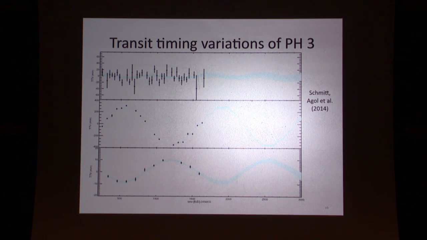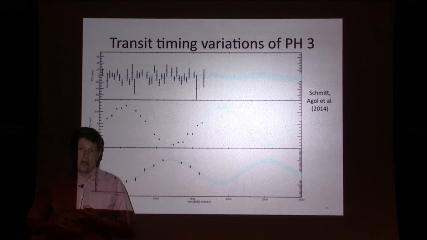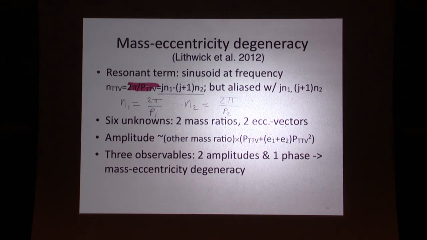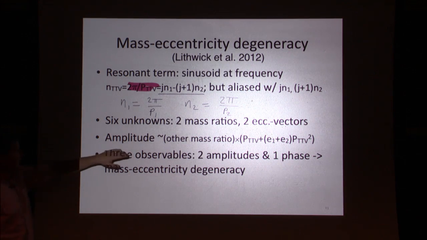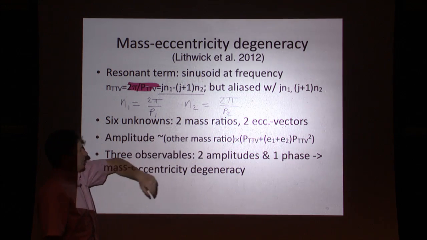But you're trying to constrain 6 quantities. You're trying to constrain the mass ratio of the two planets to the star, their eccentricities, and the longitude of periastron, which measures the orientation of the orbit with respect to the observer. So it's an under-constrained problem. And so that leads to a mass eccentricity degeneracy. So 2 mass ratios, 2 eccentricity vectors at 6 parameters.